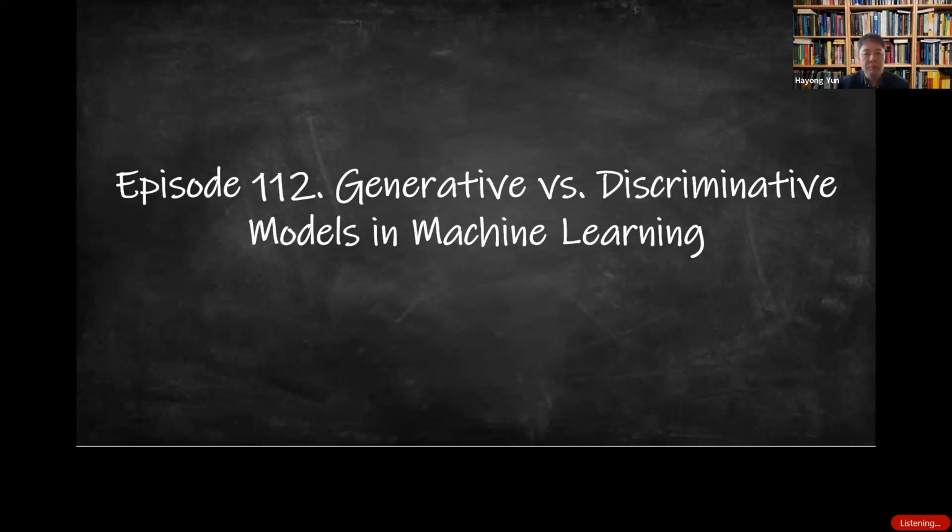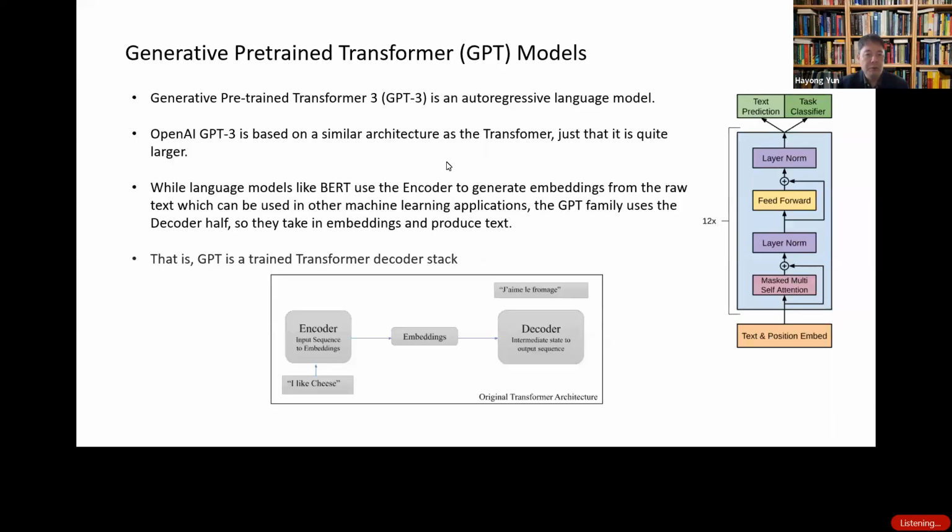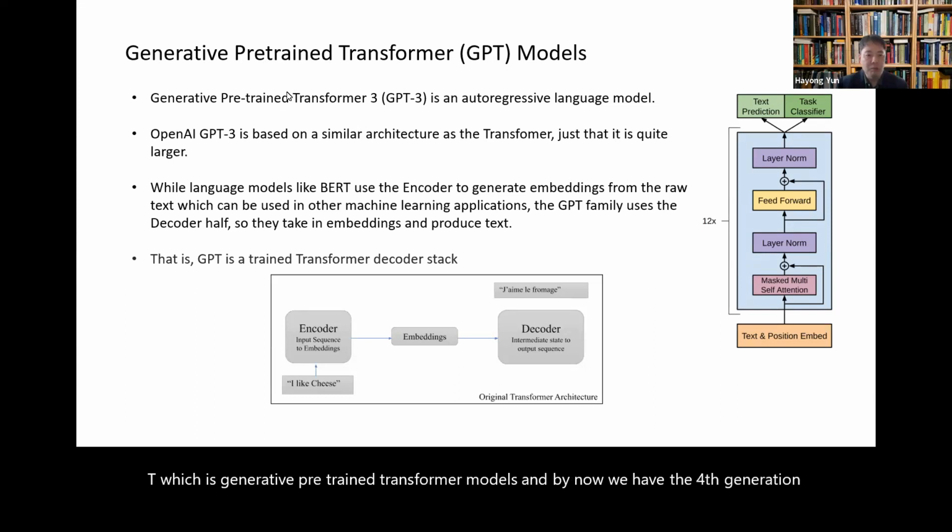Hello, everyone. In this episode, I'll talk about generative and discriminative models in machine learning. The motivation is that recently there's been in the news ChatGPT, which is a generative pre-trained transformer model. By now we have the fourth generation, GPT-4. GPT means generative pre-trained transformer, which is an autoregressive language model.